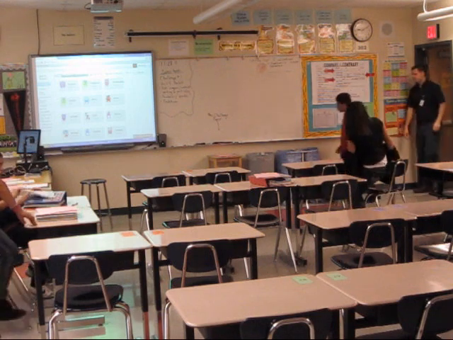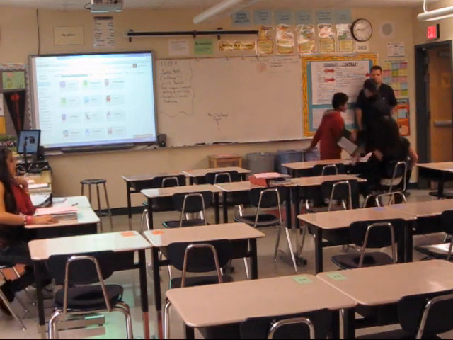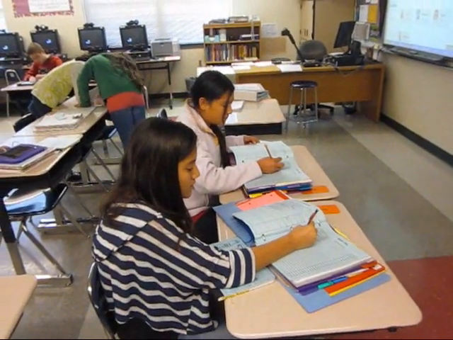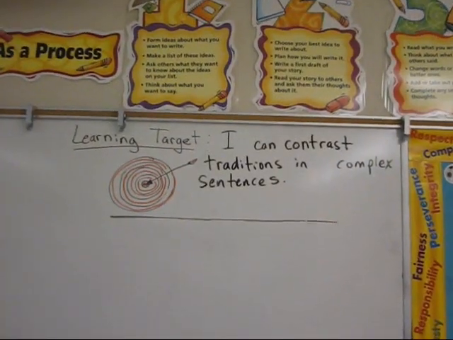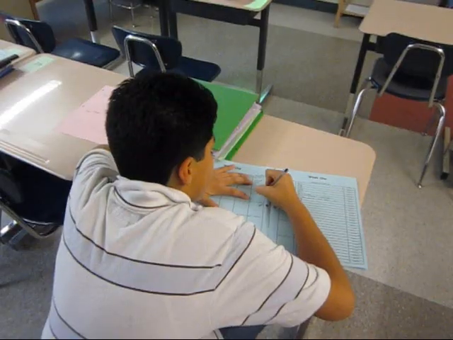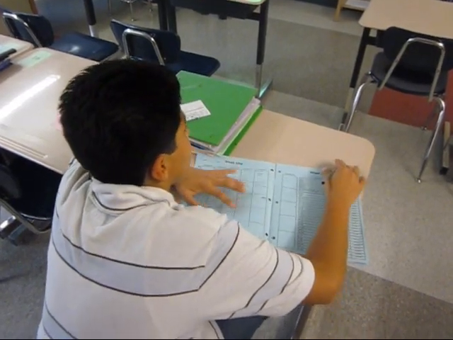When students enter class, they go to their desks and begin writing in their planners. I have them write the lesson's objective or learning target. Once they've written in their planners, they go up to the smart board.